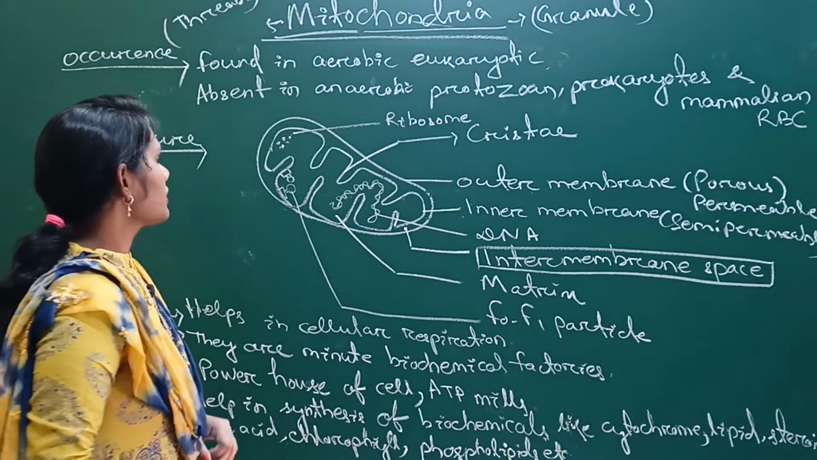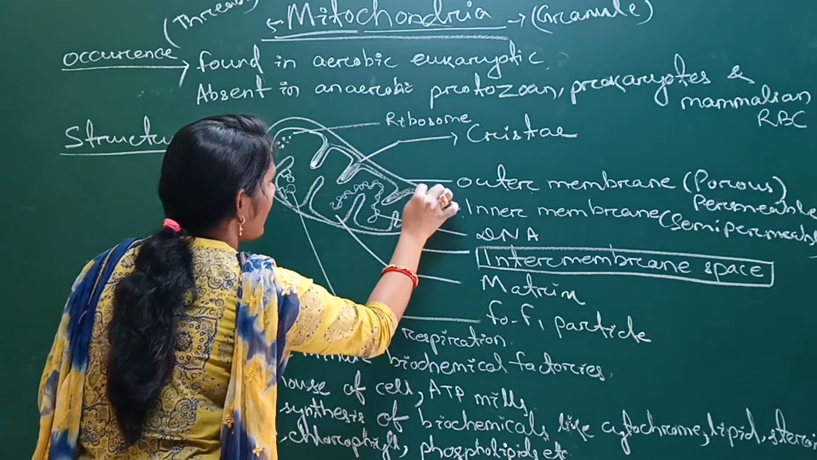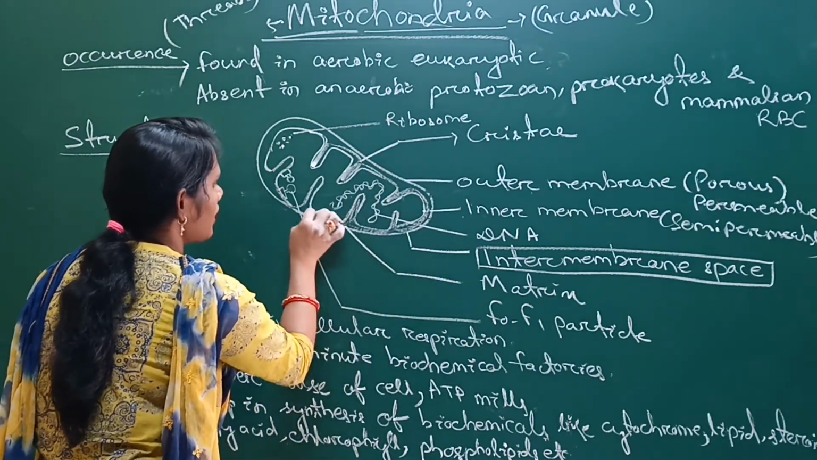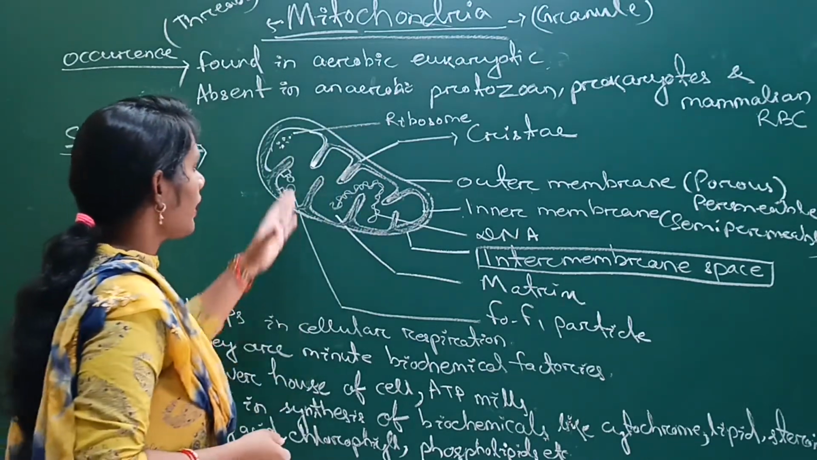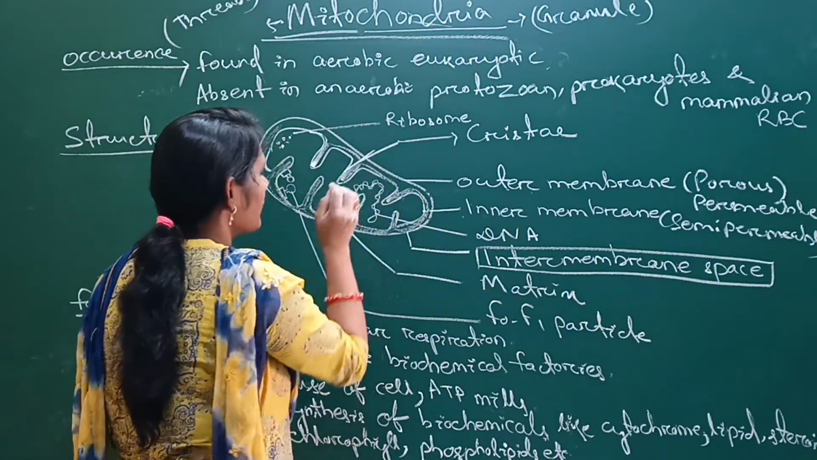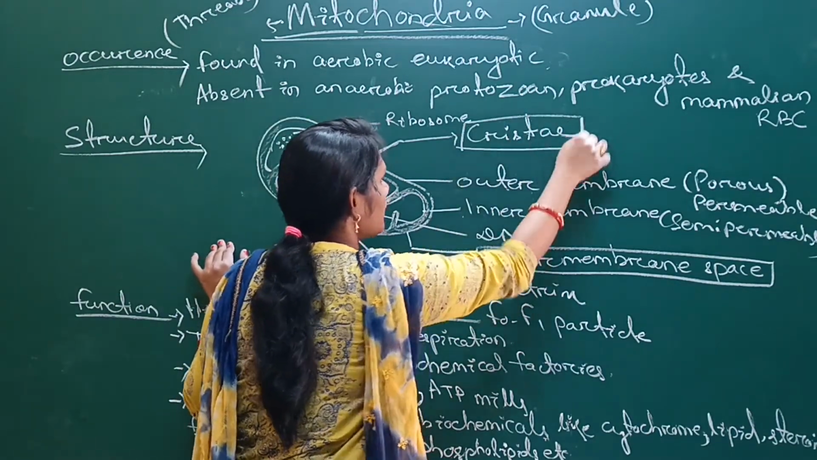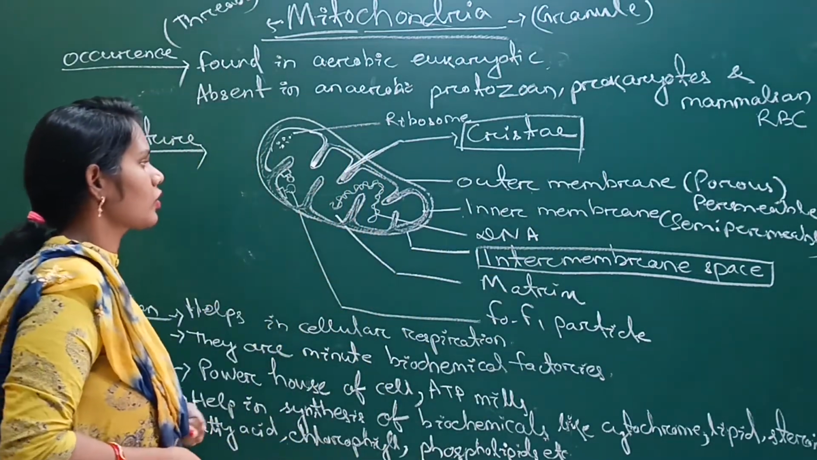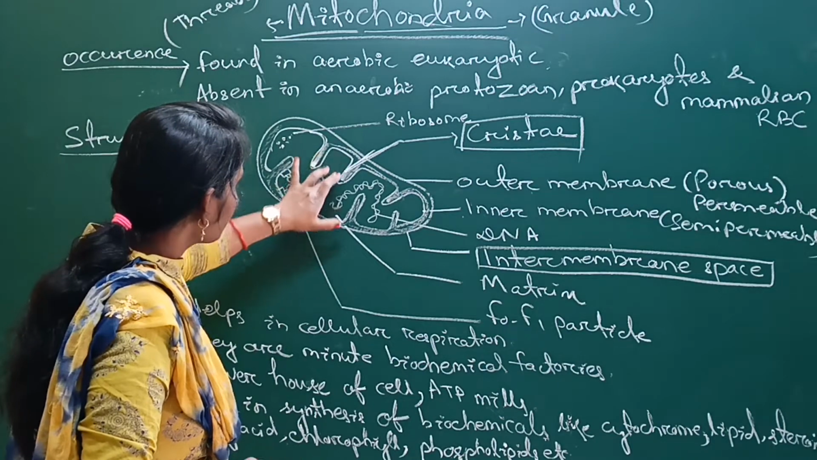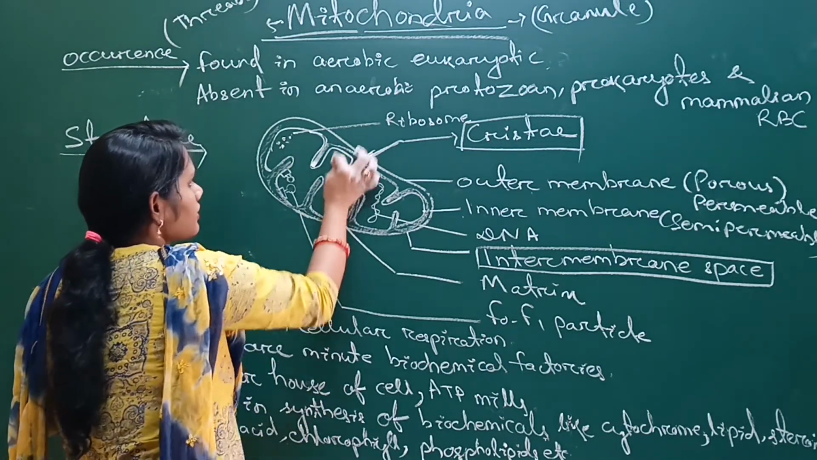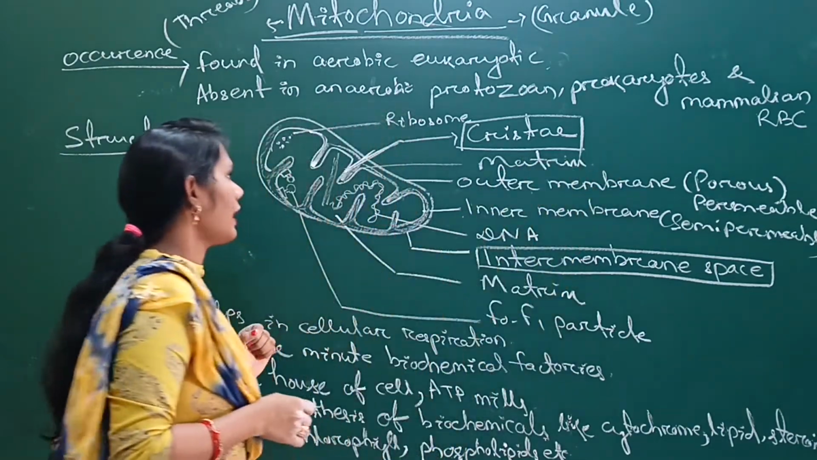Okay, so you see that this membrane is pushed inward into the matrix of mitochondria and produces a finger-like structure. This inward pushing produces a finger-like structure, and this finger-like structure is called cristae. And within the inner membrane, this inner space is filled by matrix.